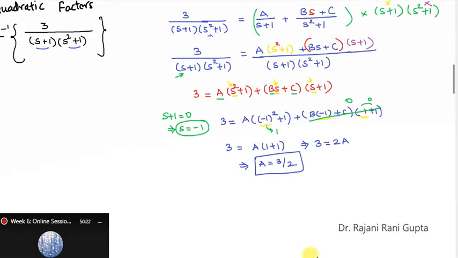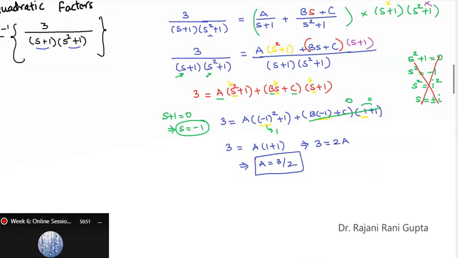Then we need two more values of s. So if we work with this term s square plus 1, if we put s square plus 1 equal to 0, what can we see? s square is equal to minus 1. So s is iota, which is an imaginary number. It gives you s is equal to plus minus iota. And we don't want to use complex numbers because it will increase the complexity.